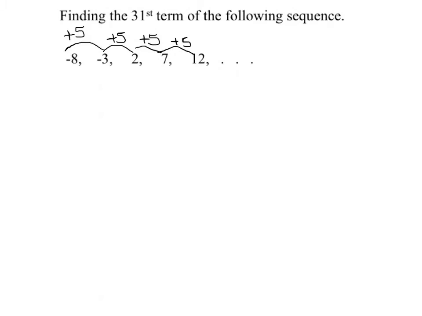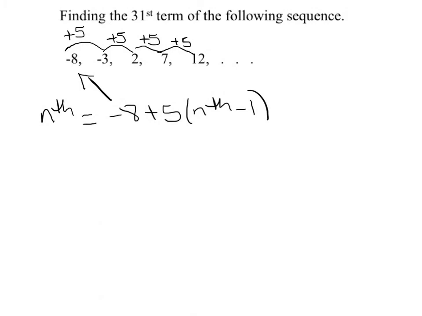And we're looking for our nth term. In this case, nth would be equal to, we're going to borrow our first number from our sequence, which is negative 8. We're going to add 5 because that's what's being added each time. And we're going to multiply 5 by our nth term minus 1. We know that the nth term we are looking for is the 31st, so we're going to go ahead and plug that in. 31st term would be equal to negative 8 plus 5 times 31 minus 1.